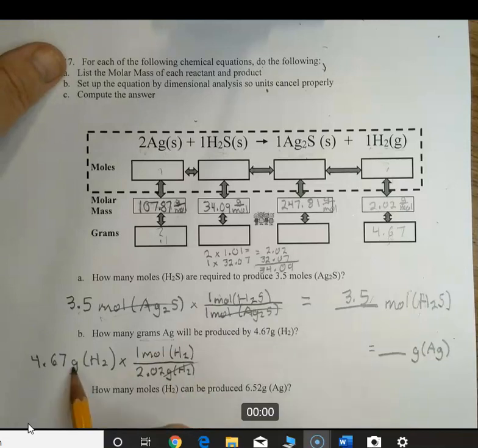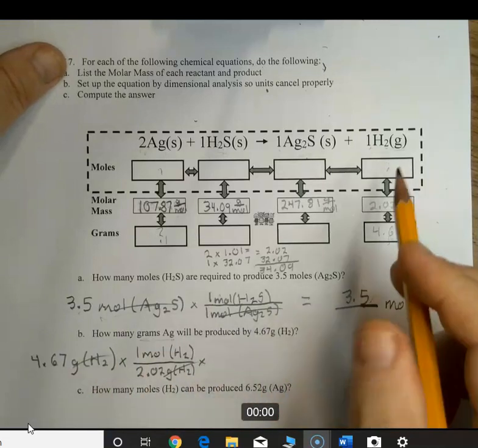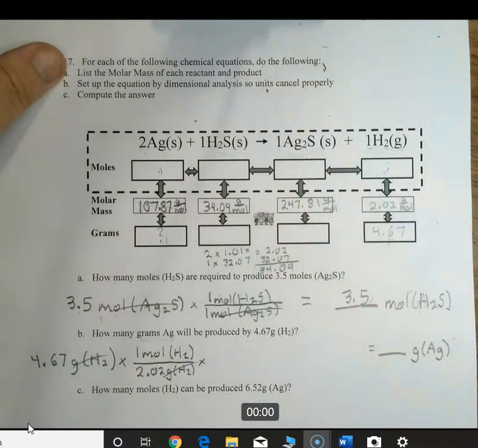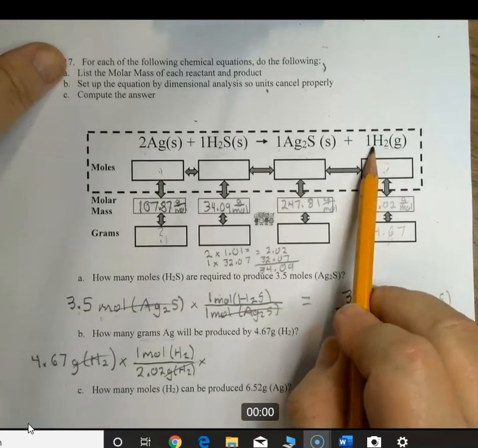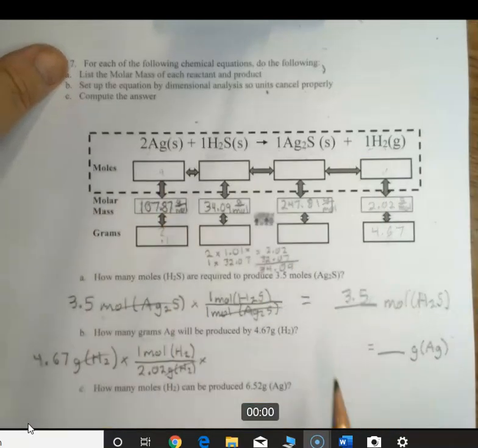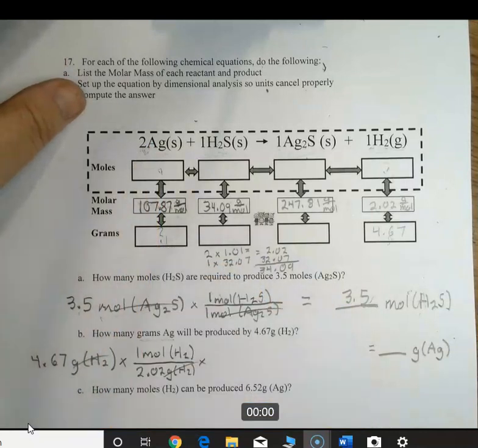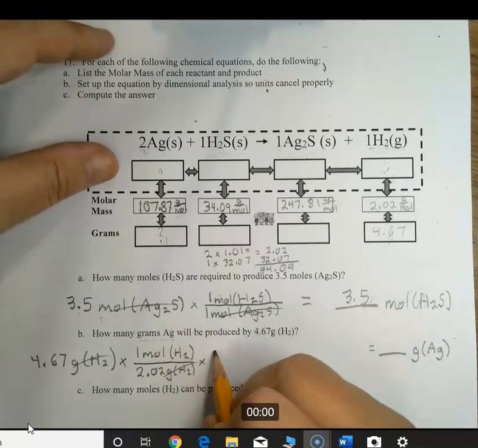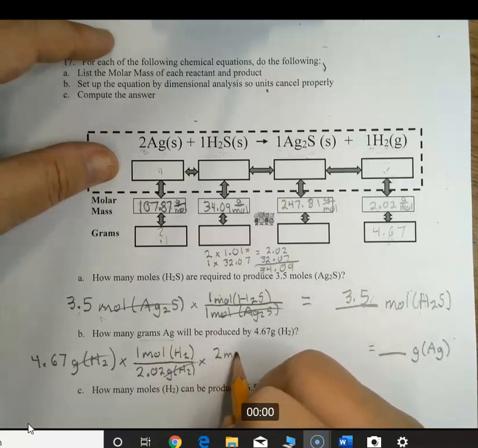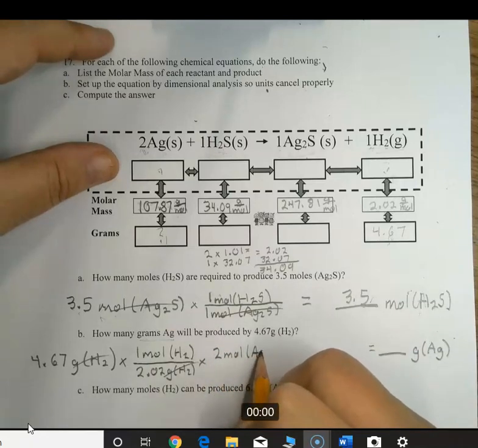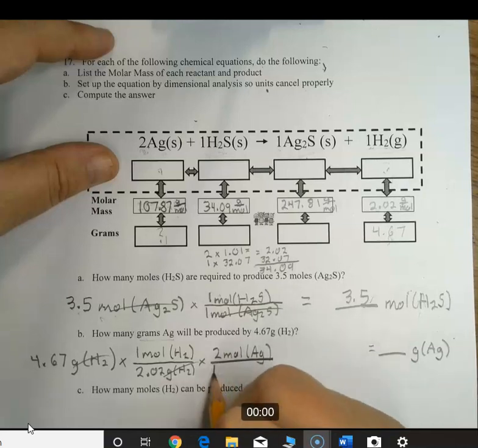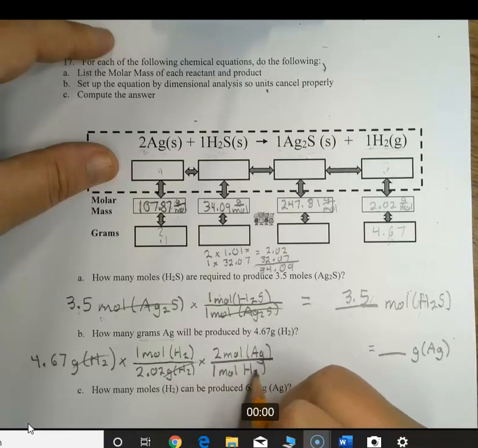Okay, so right away those cancel. Now you have to go from moles to moles over here, and you see there's 1 mole of H2 for every 2 moles of silver. This is where the coefficients come in when you're doing this calculation. So it's 2 moles of silver for every 1 mole of H2. Okay, so now the moles of H2 cancels right there.